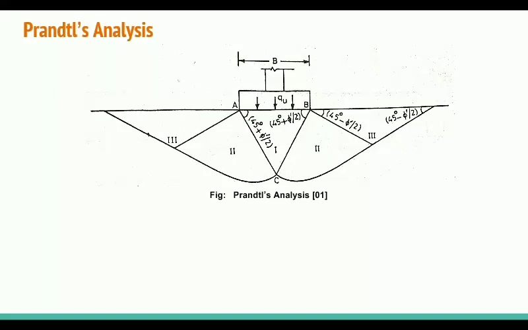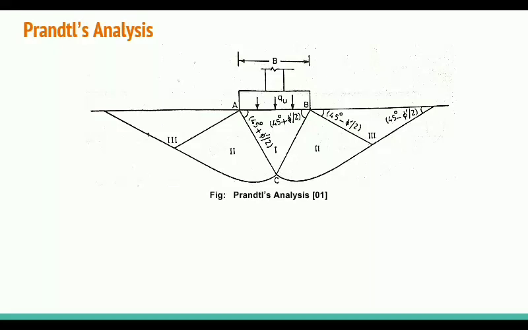In this figure, the soil below or near the strip footing is divided into three zones. Zone 1 is immediately beneath the strip footing. Zone 2 is adjacent to zone 1, and zone 3 is in between the ground surface and zone 2. The zone 2 on the left side and right side, as you can see in the figure, behave the same. Similarly, zone 3 on the left side and right side behave the same.